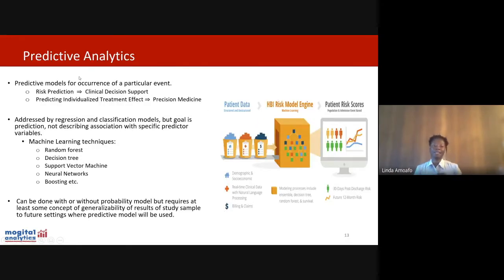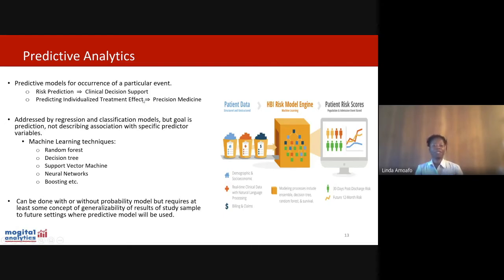Okay, the next on our list is the predictive analytics. Looking at predictive analytics, we want to build predictive models for occurrence of a particular event. One of it is we want to build a risk prediction model for clinical decision support to help the doctors make some clinical decisions. Or you want to be predicting individualized treatment effects, and that's mostly dealt with in precision medicine or personalized medication regimes. That's what we call it.